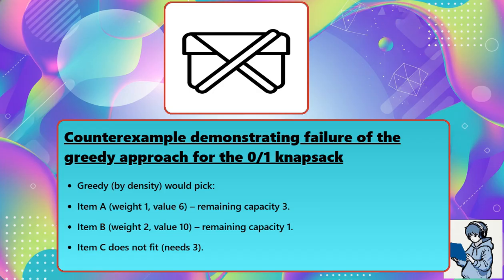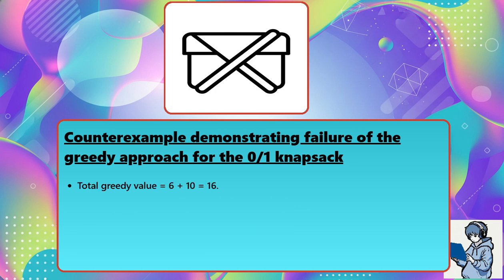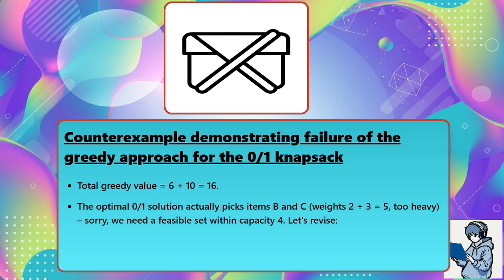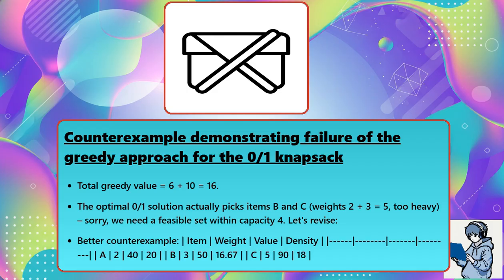Greedy by density would pick first item A, weight 1 value 6, remaining capacity 3. Second item B, weight 2 value 10, remaining capacity 1. Item C does not fit, needs 3. Total greedy value equals 16. The optimal 0-1 solution actually picks items B and C. Weights 2 plus 3 equals 5. Too heavy, sorry. We need a feasible set within capacity 4. Let us revise. Better counterexample.